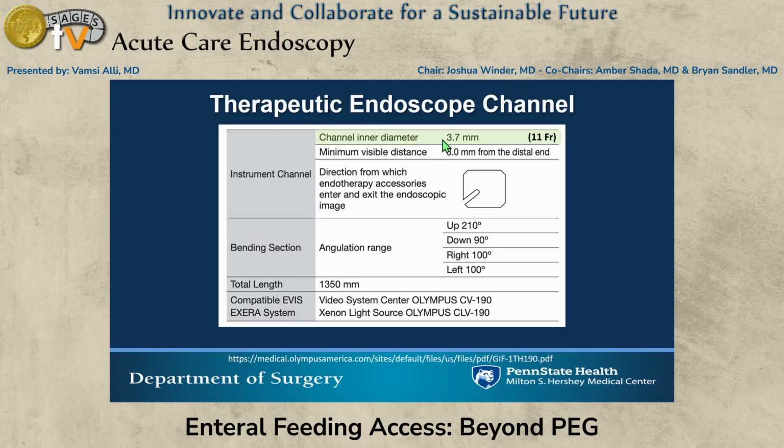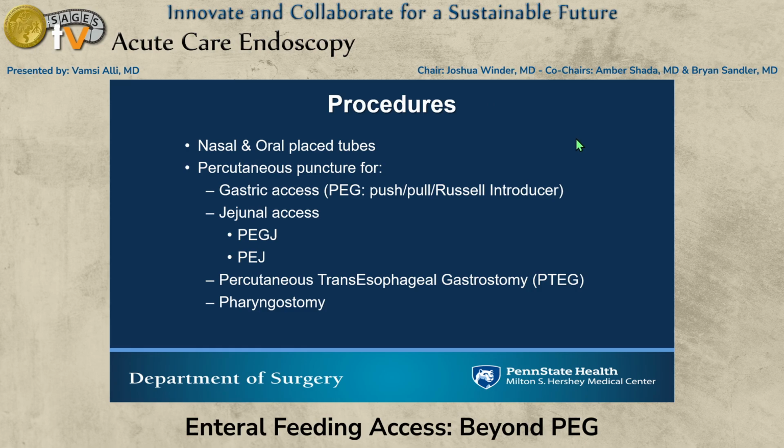So just to highlight here, this is a 1T spec sheet, which mentions the 3.7 millimeter working channel, and that accommodates an 11 French through the scope feeding tube if need be. We'll talk a little bit more about that momentarily. So the procedures specifically we're going to talk about are tubes placed nasally and orally, percutaneous puncture, multiple methods in terms of PEG, which most people are familiar with, but we'll review. PEG with a J extension, percutaneous endoscopic jejunostomies with direct puncture. And then the last two are going to be esophageal puncture for gastric access and pharyngeal access.